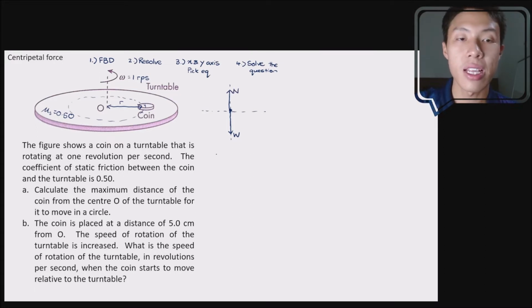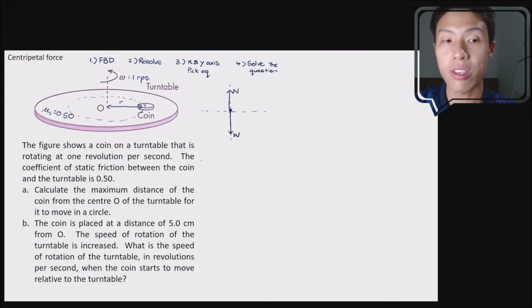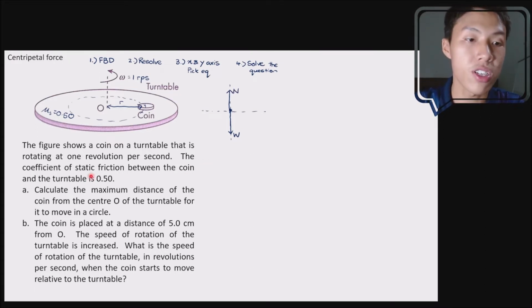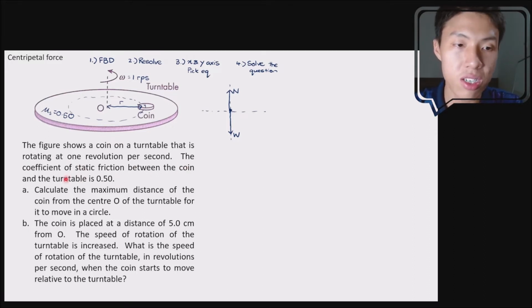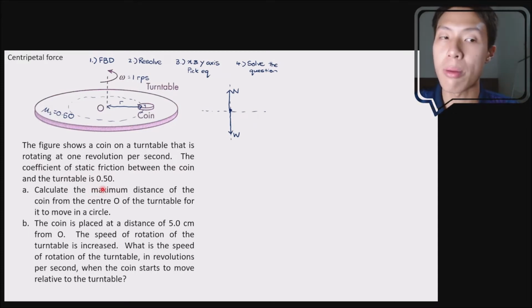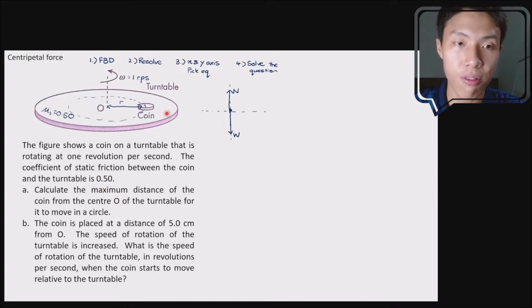So that will be our normal force. Okay, and the last question is, is the contact surface rough or not? Well, they already mentioned that the coefficient of static friction between the coin and the turntable is 0.50. The coefficient is 0.50, so that means the surface will be rough. That means there will be a static friction for this case over here. Okay, why is it a static friction, not a kinetic friction? It is because the coin is not sliding.